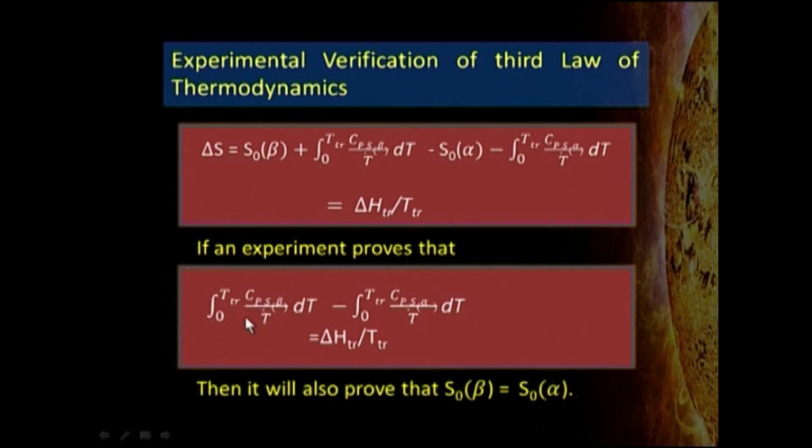If an experiment proves that integral of Cps beta divided by T dt within the limits 0 and Ttr minus integral of Cps alpha divided by T dt within the limits 0 and Ttr is equal to delta H tr divided by Ttr, then it will also prove that S0 beta is equal to S0 alpha, that is, entropy of beta form at 0 Kelvin is equal to entropy of alpha form at 0 Kelvin.